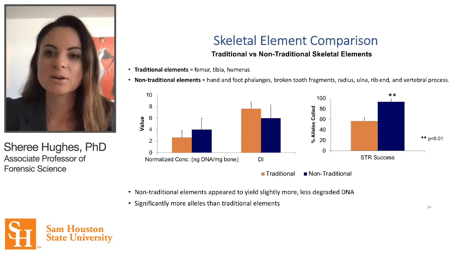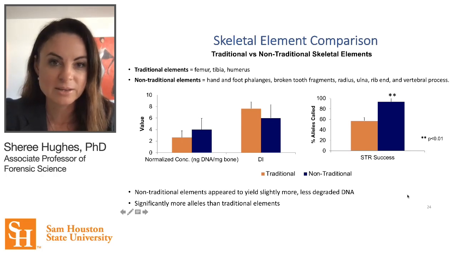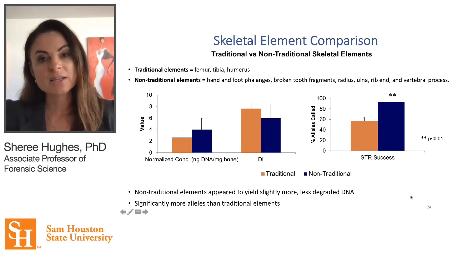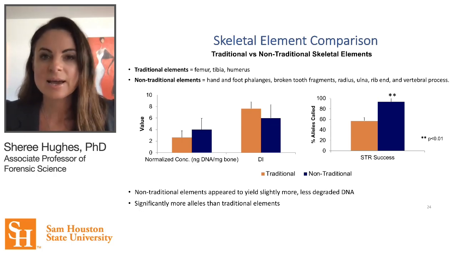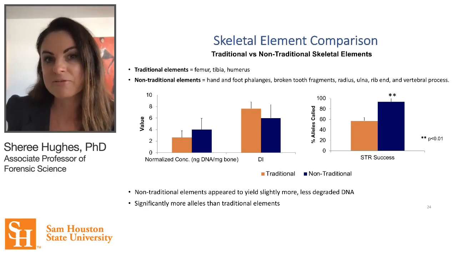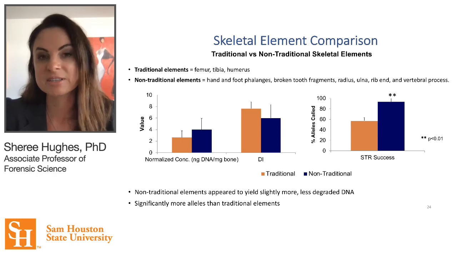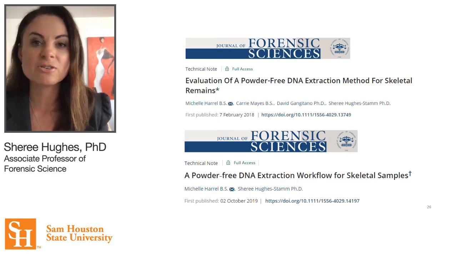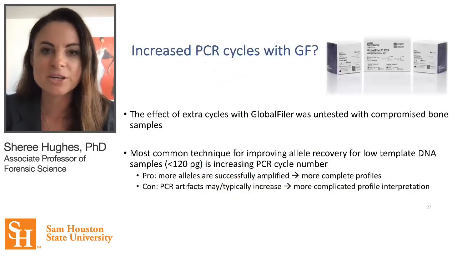But what was significant was an increase in our STR profile completeness. So the number of reportable alleles, we actually got more complete profiles from these non-traditional elements. So this was great because it means we can survey from a much wider selection of skeletal remains when we have them in a case. And this is not a surprise. This has been shown by multiple researchers and reports that other non-traditional skeletal elements can be used very successfully for DNA typing. This is more information on everything I've presented thus far. We've also published, so feel free to read that if you want more information.